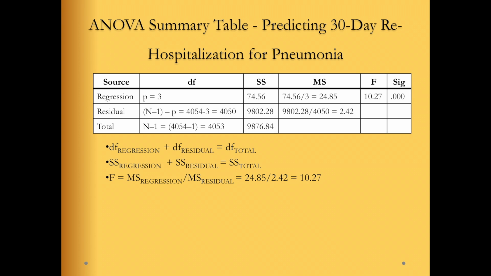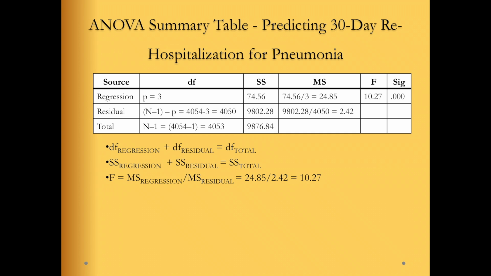The next column reports the F statistic, which is equal to the regression variance divided by the residual or error variance. So like all of our test statistics, the F is a ratio of an estimate of treatment to an estimate of error. The final column reports the probability associated with the test statistic. Since the probability is less than alpha, we will reject the null hypothesis.